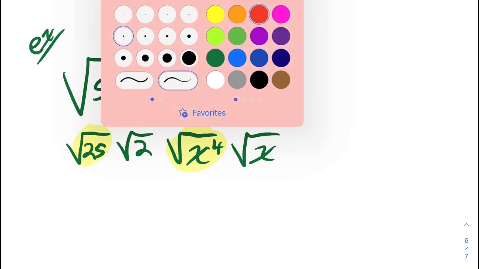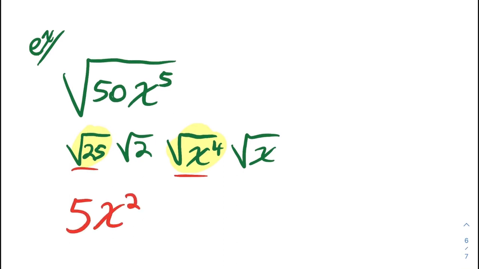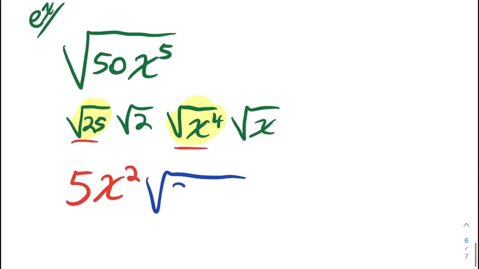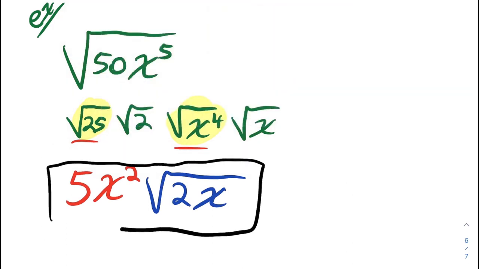So let's do it. These two here I know. Square root of 25 is 5. Square root of x to the 4th is x to the 2nd. 4 divided by 2 would give you 2. Everything else stays underneath a radical. So the square root of 2 and x are what stays underneath the radical. And this is it. That is the final answer.